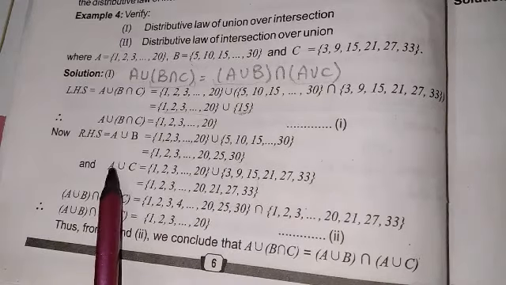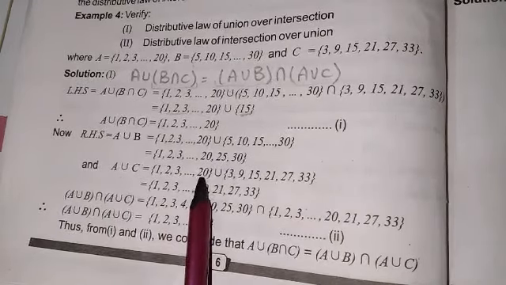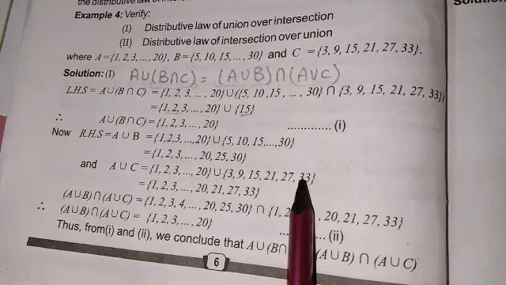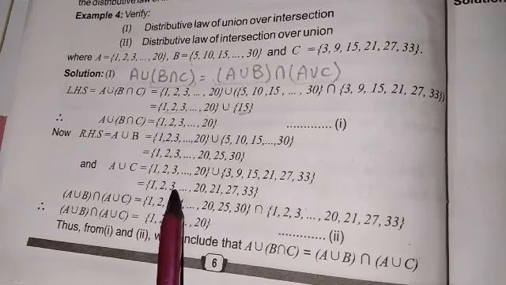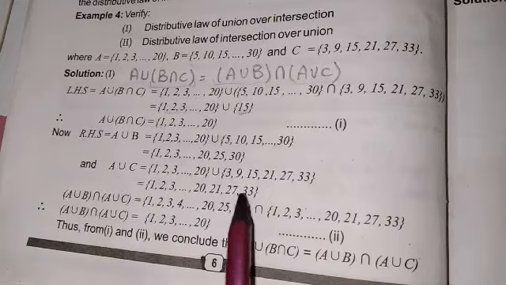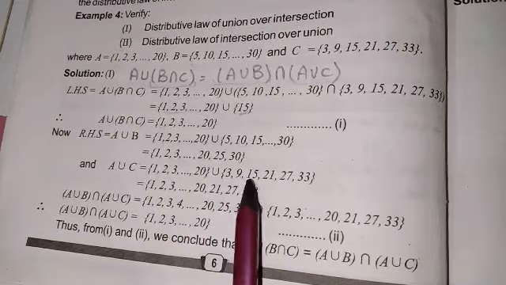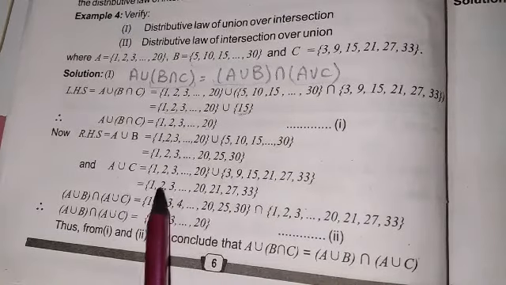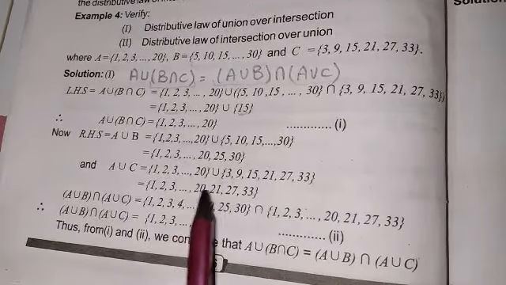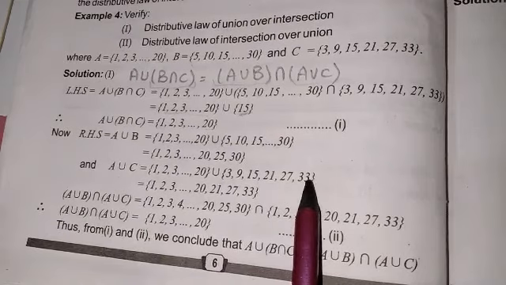Now students, we will find A union C. Here it is our A set, then union our C set. Now we will find its union. We will write 1, 2, 3 up to 20, 21, 27 and 33, because 3, 9, 15 are three elements which are in our A set. So we will write 1 to 20 of A set, then we will write 21, 27 and 33.